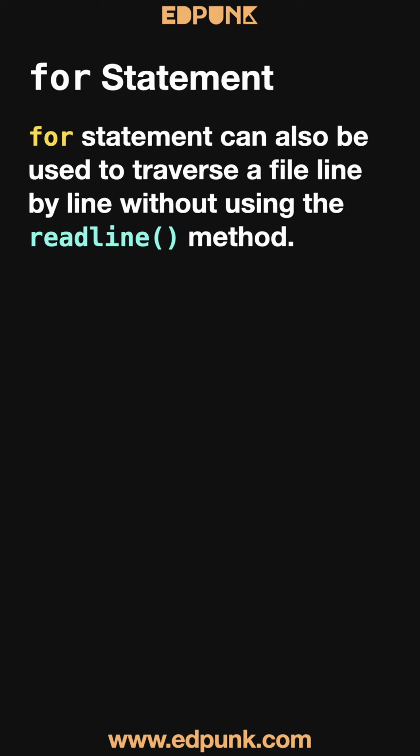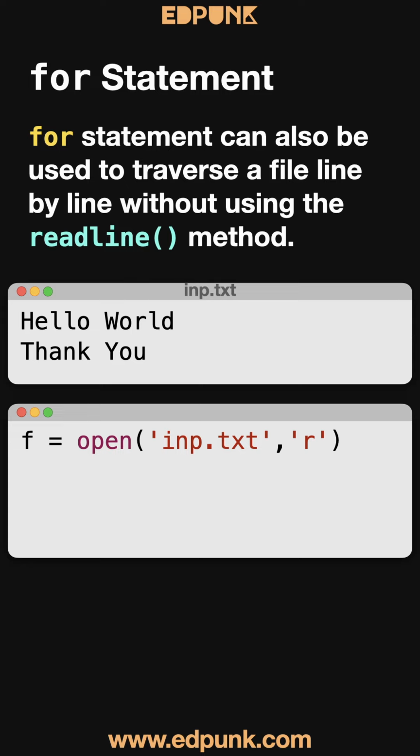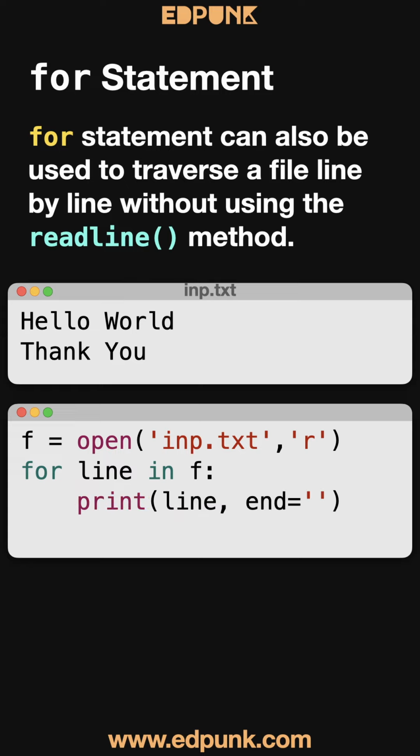The for statement can also be used to traverse a file line by line without using the readline method. Simply iterating over the file object returns the data as a string one line at a time. Let us take the same file inp.txt. Open the file in read mode and assign the file object to f. Now, let us iterate over the file object using the for statement. For each iteration, the obtained line is output. This loop continues till the end of the file is reached. Finally, we close the file object and execute the script.